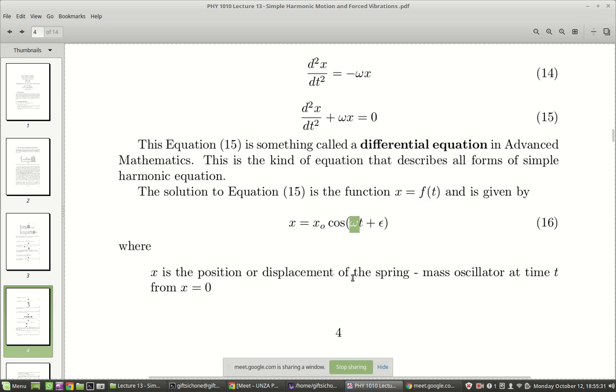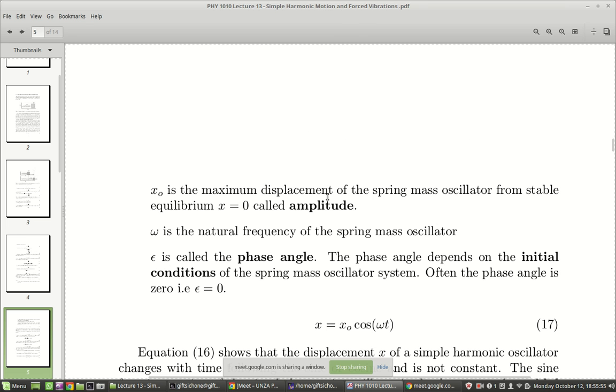So here, these are the explanations. X naught is the maximum displacement of the mass from the equilibrium position, and we call that maximum displacement the amplitude. Omega is the natural frequency of the spring mass oscillator. Omega is equal to the square root of k divided by m. That's how fast this spring mass oscillator is going in a circle. You can look at the whole thing as going in a circle. The small epsilon is called the phase angle, and most of the time, at first year, the phase angle epsilon is just equal to 0. So basically it doesn't really show up going forward.